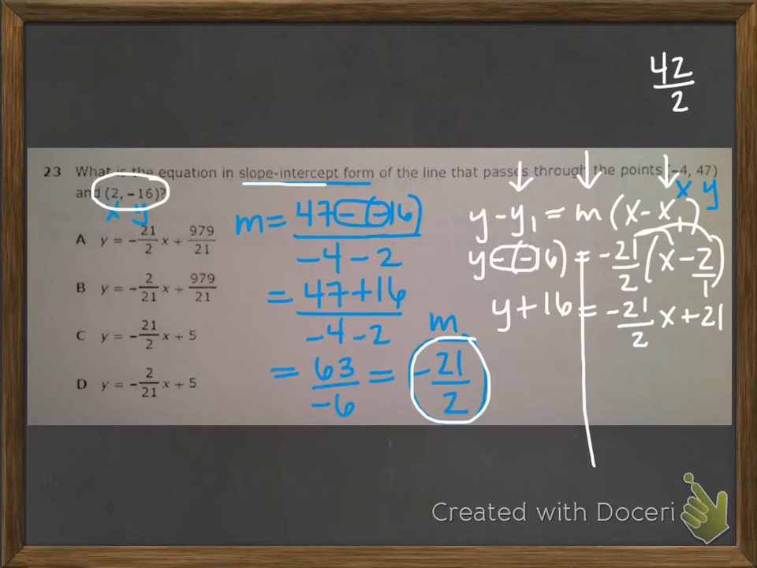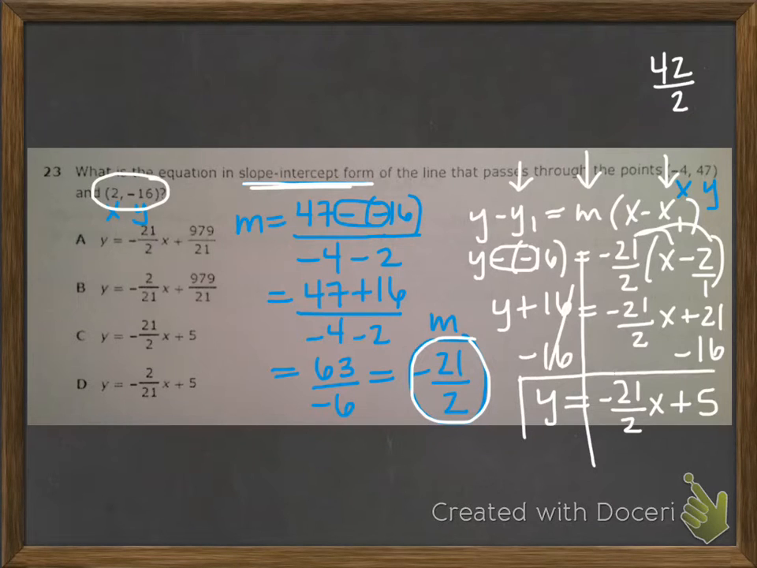Remember, I'm trying to get it in slope-intercept form, so I need to make sure that that y is by itself. So all I have to do now is subtract 16 from both sides so that I just have y on the left, and I'll have y equals -21 halves x, 21 minus 16 is +5. So the equation that looks like this is letter C. After I found my slope, I could have eliminated B and D because they had the reciprocal of my slope. So that would have been a good idea to kind of help narrow down my answer. Anytime you can eliminate an answer, that's going to increase your chances of getting it correct.